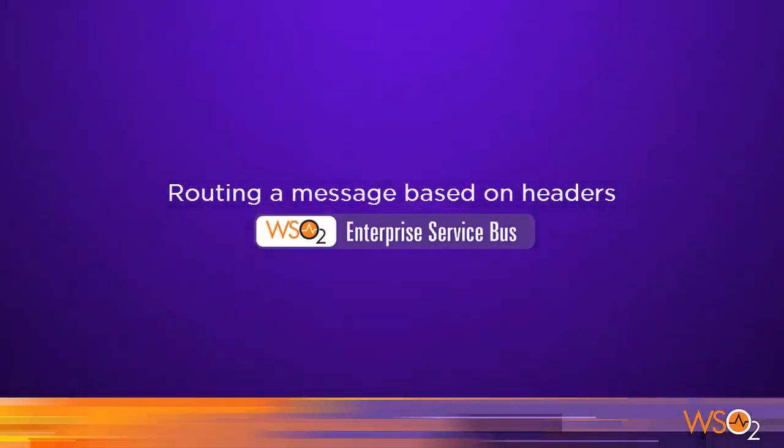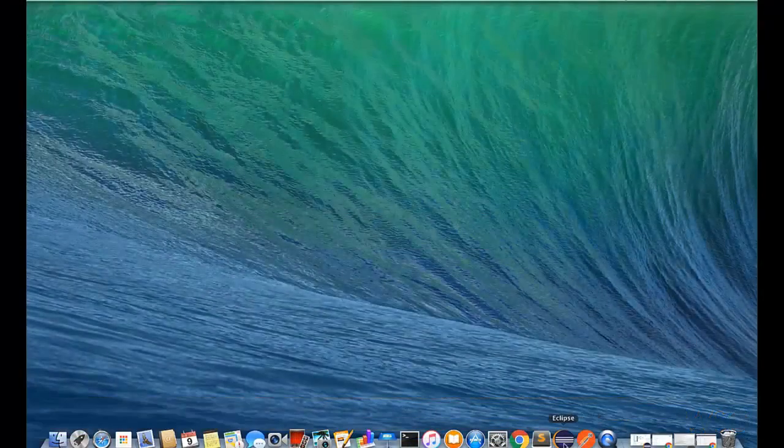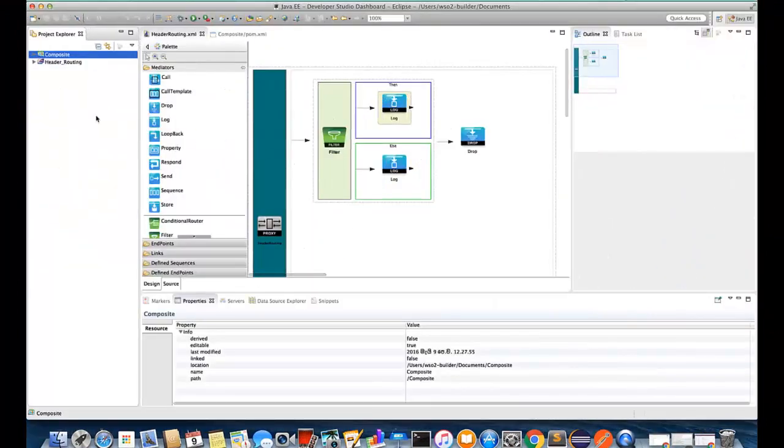In this video, we are going to demonstrate how to set up HTTP header-based routing in the WSO2 ESB. I have already set up some sample proxy services in here. So you can see that we have two projects. One is the composite one, and another one is the ESB project.